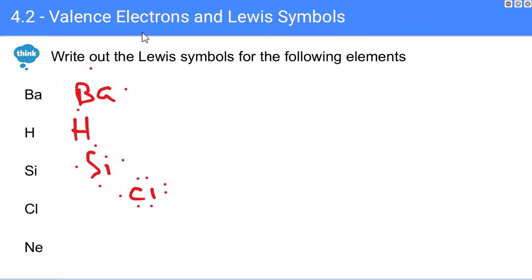So notice how I went back and I doubled up. Makes it look really nice and neat. And then lastly, neon is going to have 8 dots because it's in that noble gas group. Again, looks really nice and neat. That's all I need you to be able to do for this. So pretty straightforward. Now we're obviously going to do more with it than this, but this is going to get you a really good start in regards to writing out Lewis structures and things like that.